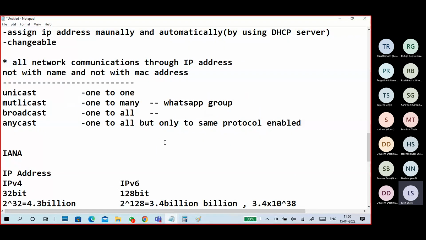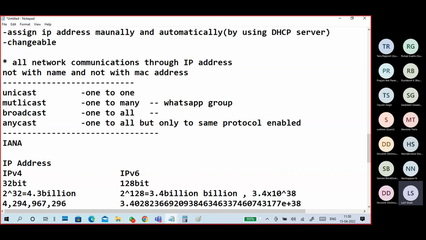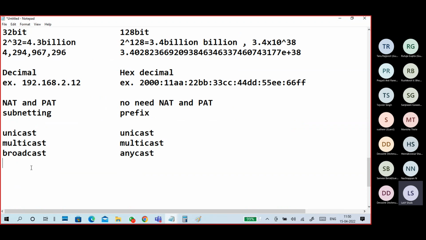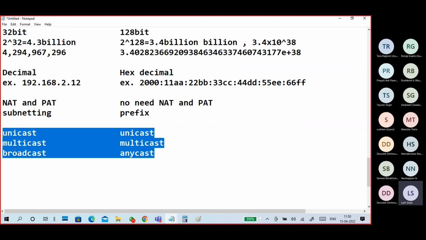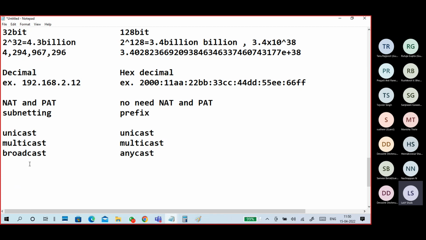Of course, simplex, full duplex, half duplex kind of stuff is also there. We'll also see that one later. But these words came up here, so that's why I explained unicast, multicast, broadcast, and anycast. So IPv6 doesn't use broadcast; it uses only anycast. It means it does not send a packet to everyone. It only sends a packet to those who are enabled with IPv6.